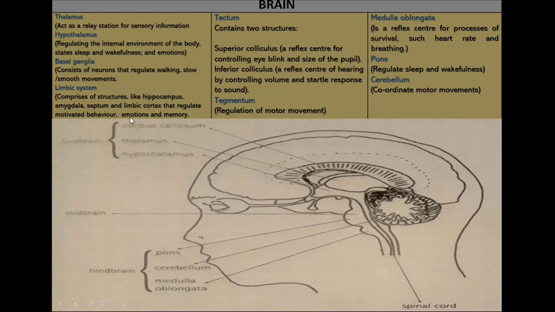Remember, PYC101 is a multiple choice exam. So we won't say to you, label the structure. However, you must explain, and the explanation is through multiple choice questions. We give you a definition. For instance, we say the structure that regulates the internal environment of the body, state of sleep, wakefulness, and emotions. Then the options we give you are basal ganglia, limbic, thalamus, and hypothalamus. So check if you understand, then choose the appropriate structure.